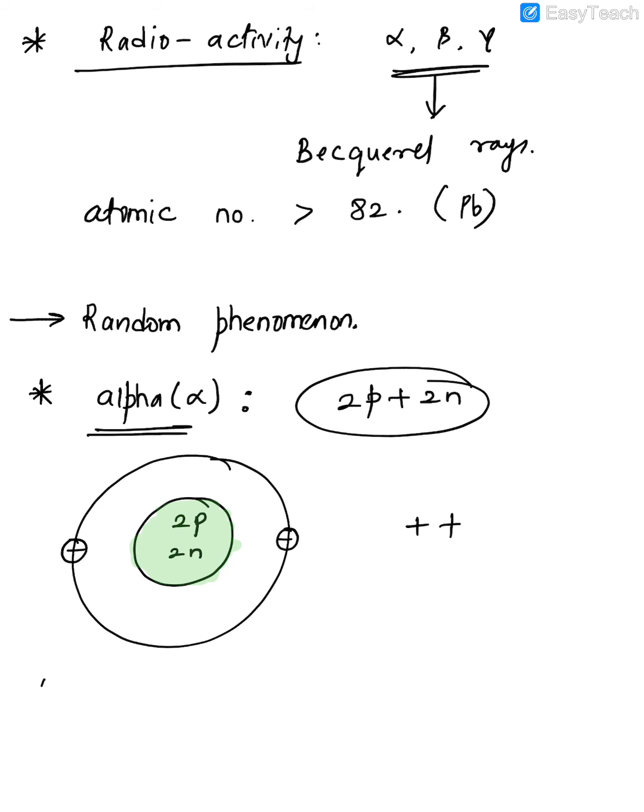Now what about a beta particle? A beta particle is basically an electron. Electron is negatively charged, so I'll write minus 1 here. One more very interesting thing: this electron is given out from the nucleus of an atom. Remember this.